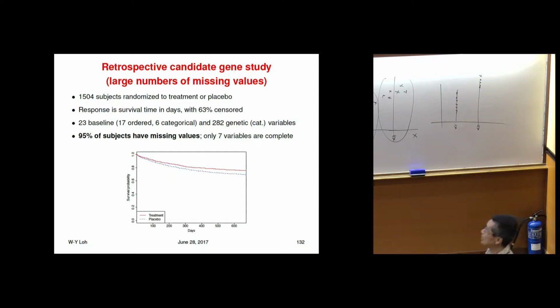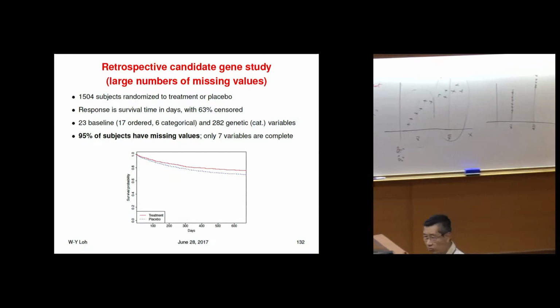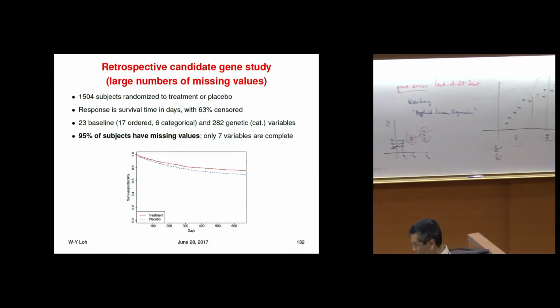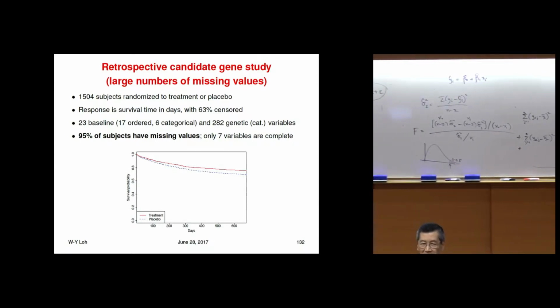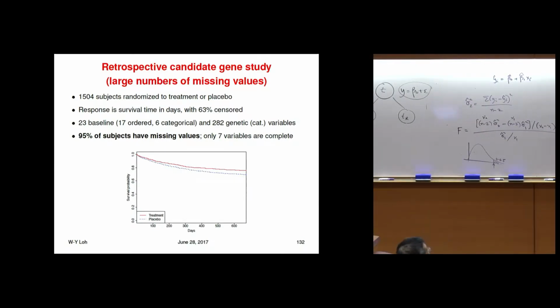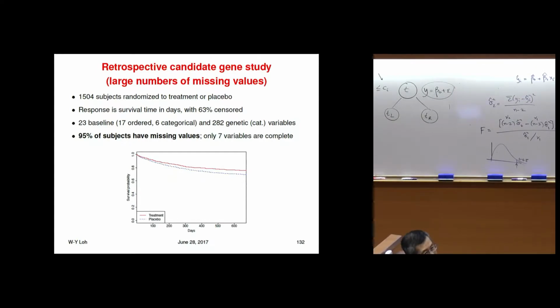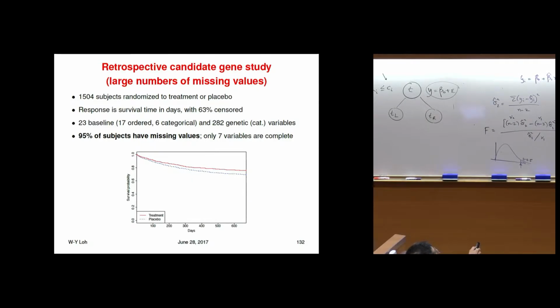So I'm told that this data set was sitting on a shelf in the company for quite a while. The trial was completed, but you couldn't analyze anything because of the missing data. You can't even fit a Cox proportional hazards model using a complete subset, because then you have too many variables and not enough samples. 5% of 1,500 is a very small sample size, but we have almost 300 variables.